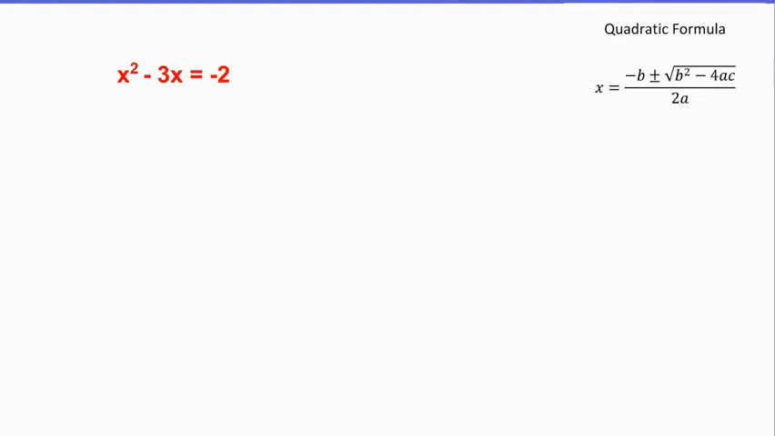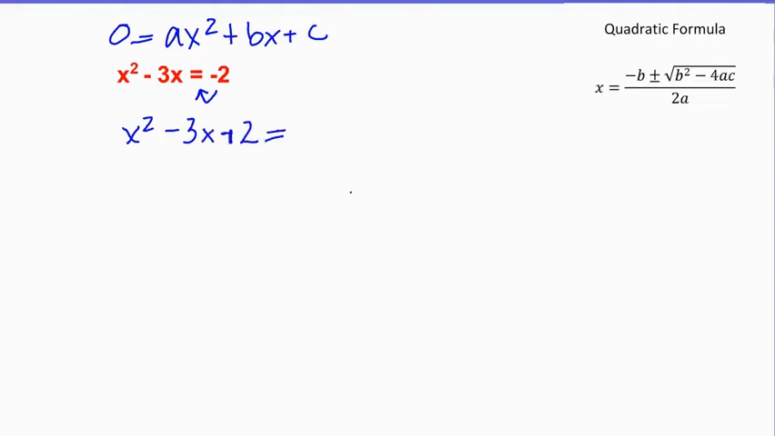Here I have something that looks similar, but to use the quadratic formula, I need to be in ax squared plus bx plus c form. So I'm going to move this over so it's in the right spot. So x squared minus 3x plus 2 equals 0. Again, my first thought would be to factor. But since I'm teaching you the quadratic formula, I think it's important that I do the quadratic formula. So you need to be able to pick these things out.